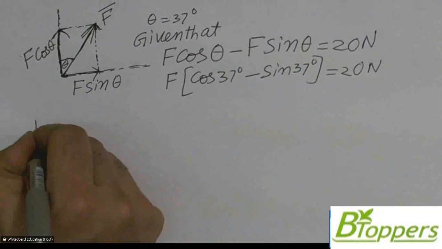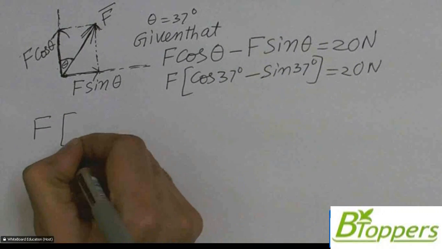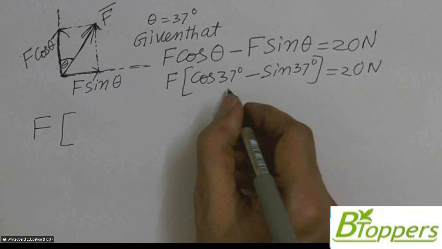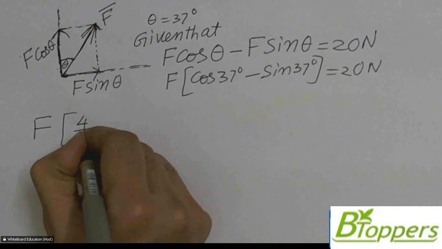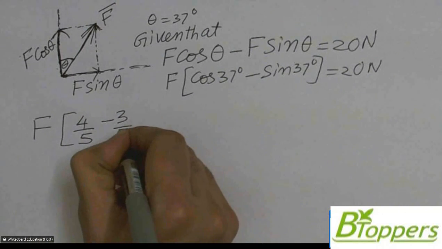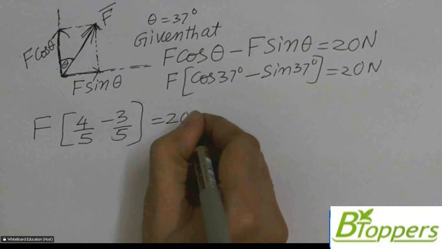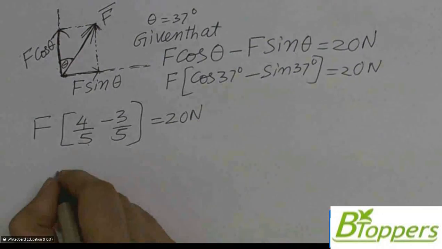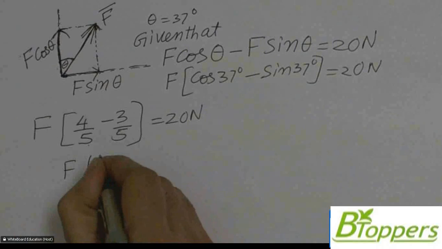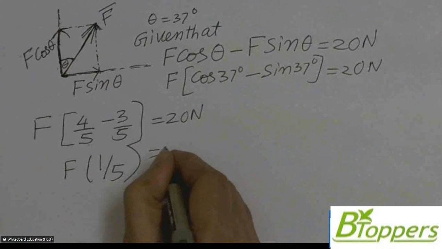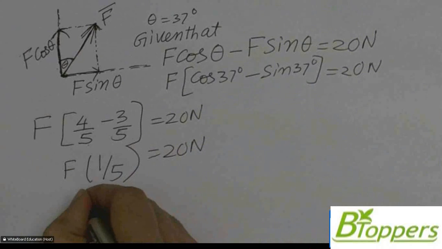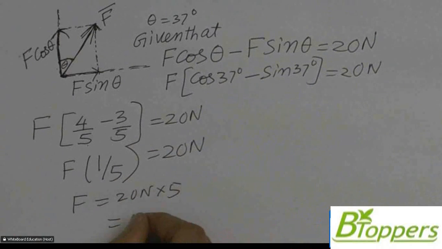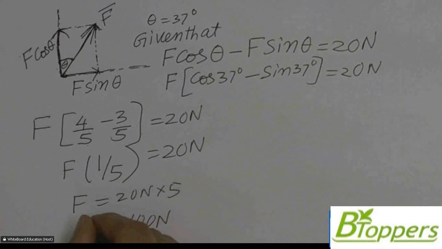So you are given that the value of sine 37 degrees equal to 3 by 5. From that you can find the value of cos 37 degrees yourself. It comes out to be 4 by 5. So you can substitute cos 37 degrees equal to 4 by 5 and sine 37 degrees equal to 3 by 5. So from this you get F into 1 by 5 is 20 newtons, or F is equal to 100 newton. So the magnitude of the force is 100 newtons.